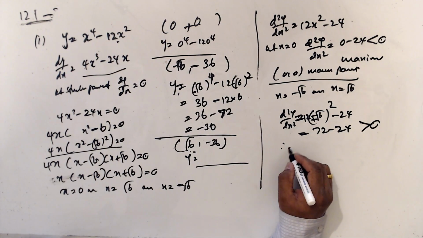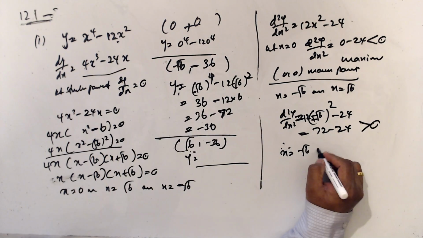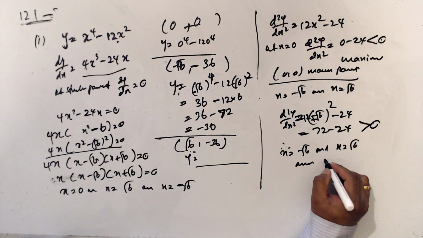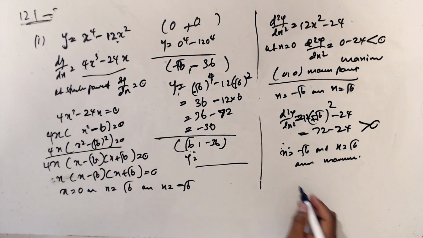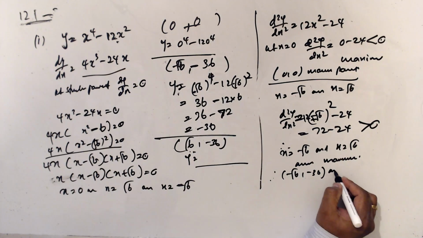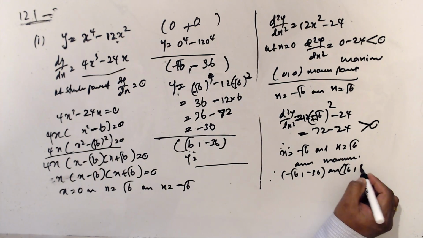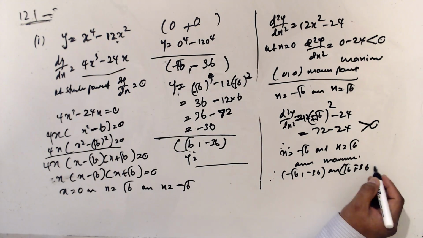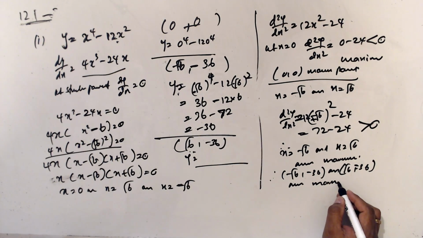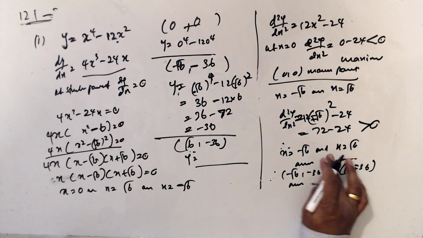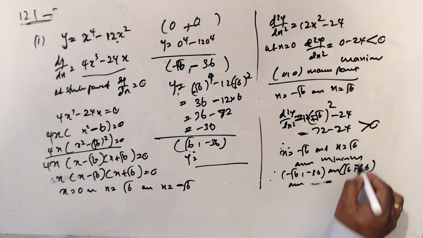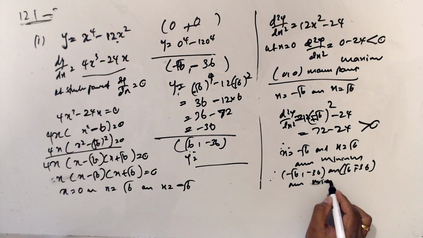Hence, x equals minus square root 6 and x equals square root 6 are minimum. Hence minus square root 6, minus 36 and square root 6, minus 36 are minimum points. Greater than 0 means minimum.